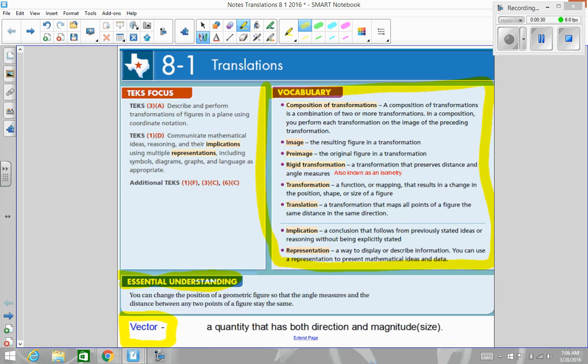Also, it's important that I added in right here that a rigid transformation is also known as an isometry. So pause the video, get all those things written down. Also, make sure you have your title.